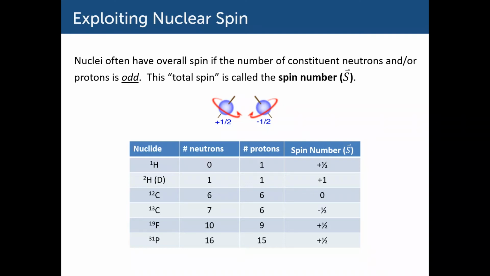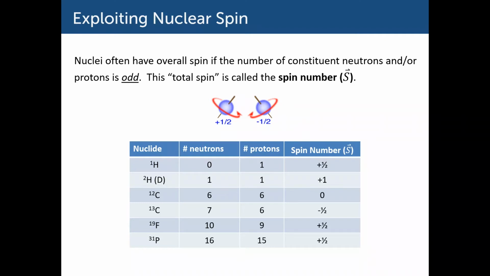An isotope of hydrogen, which we call deuterium, sometimes called D, has a spin number that's not 0. On the other hand, carbon-12, which might be useful for us to think about given this is organic chemistry and there are a lot of carbon atoms involved, has a spin number that's actually 0. And then you can see some other nuclei as well, fluorine and phosphorus, for instance. We'll talk a little bit about those in a different video later on in our discussion.